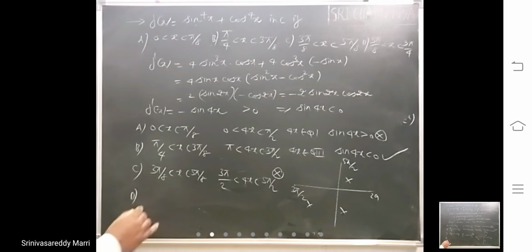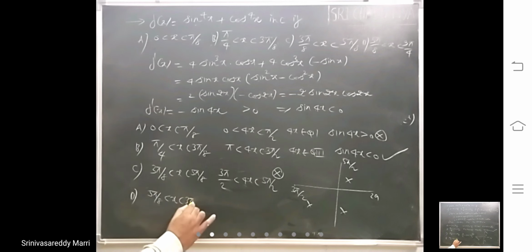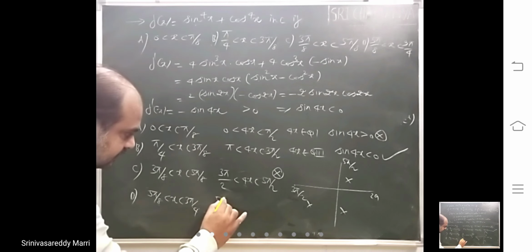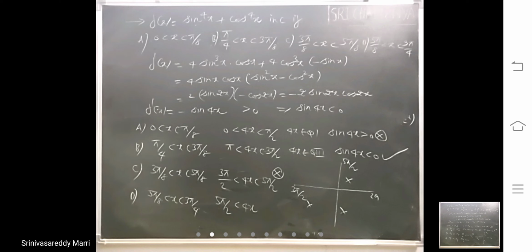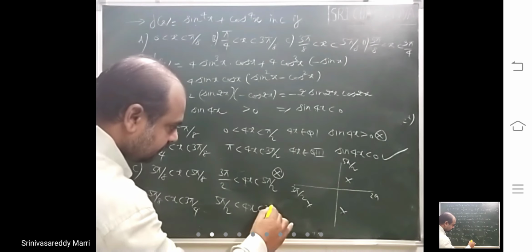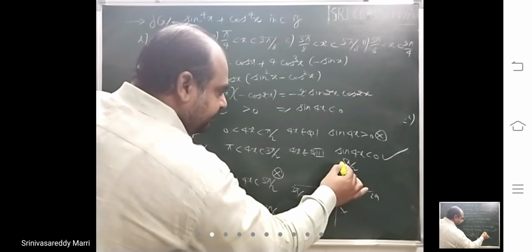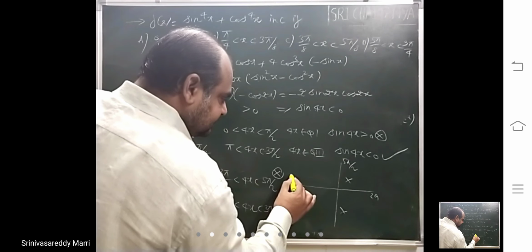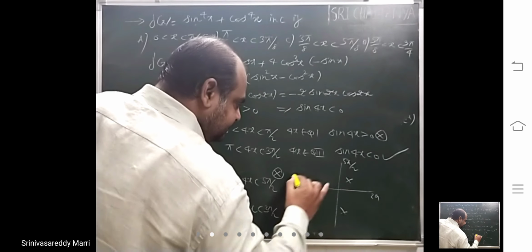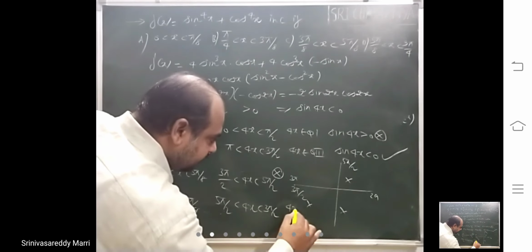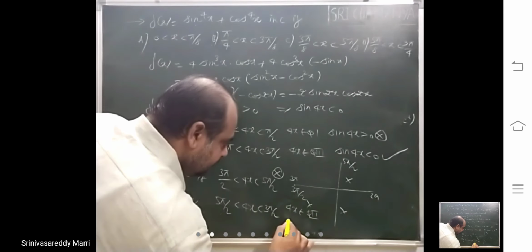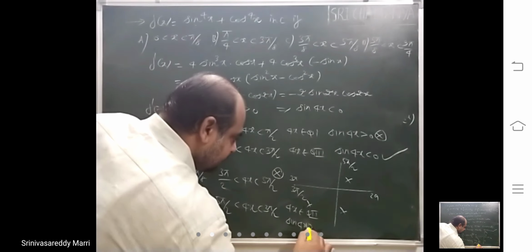Option D if you take, 4x from 5 pi by 2 to 3 pi. Look at this, this is 5 pi by 2, this is 3 pi. Next round it will be, this is 2 pi means this is 3 pi. So that means quadrant 2. In quadrant 2, 4x belongs to quadrant 2. So sin 4x is positive.